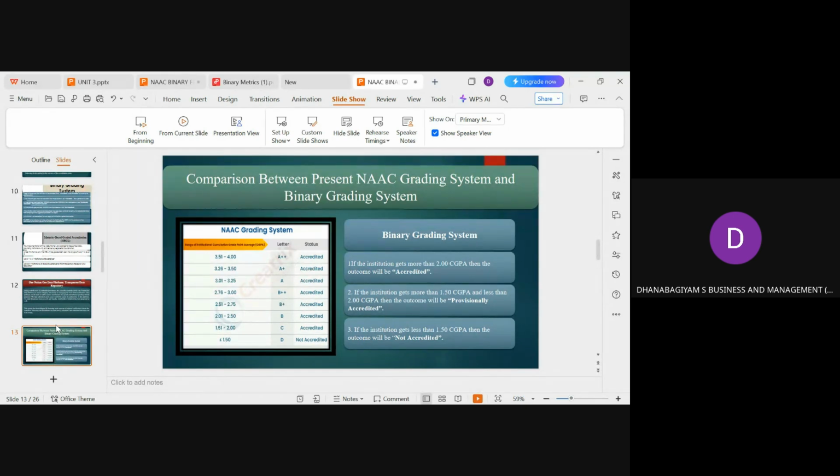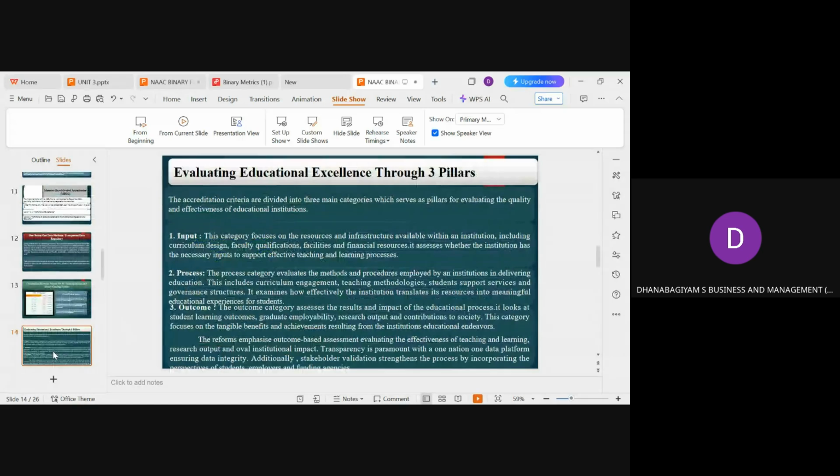But according to the binary grading system, if the institutions get more than 2 CGPA, they will be called Accredited. If they get more than 1.5 and less than 2 CGPA, the outcome will be Provisionally Accredited. If they get less than 1.50 CGPA, they will be considered Not Accredited. So this is the important classification which we are supposed to understand.